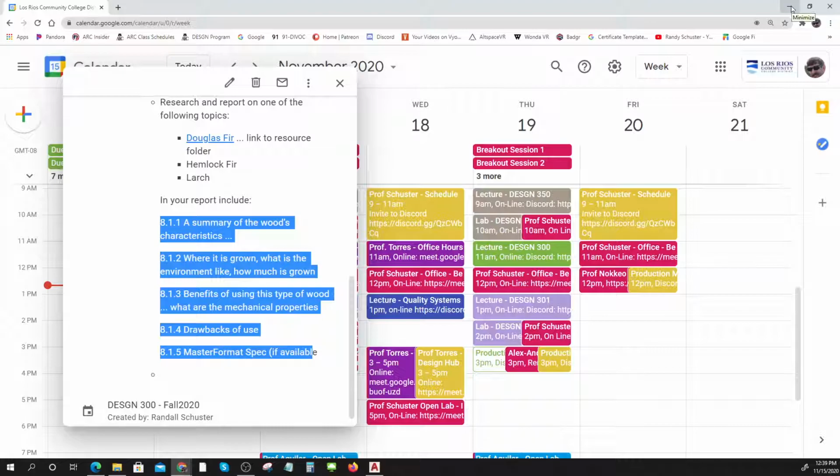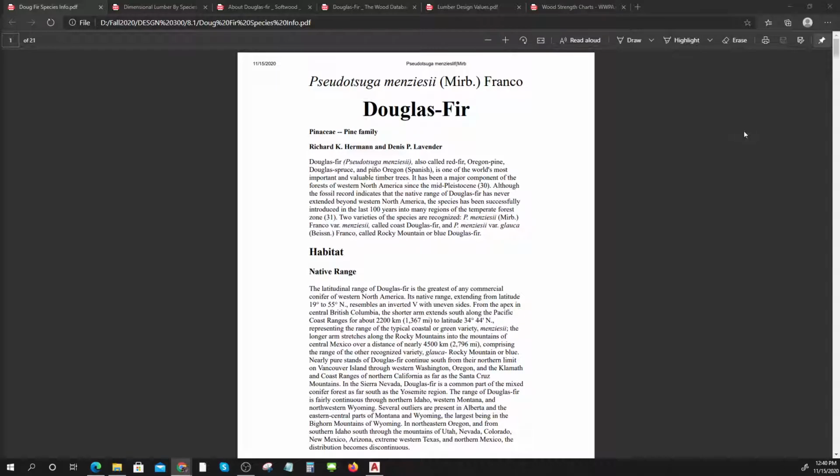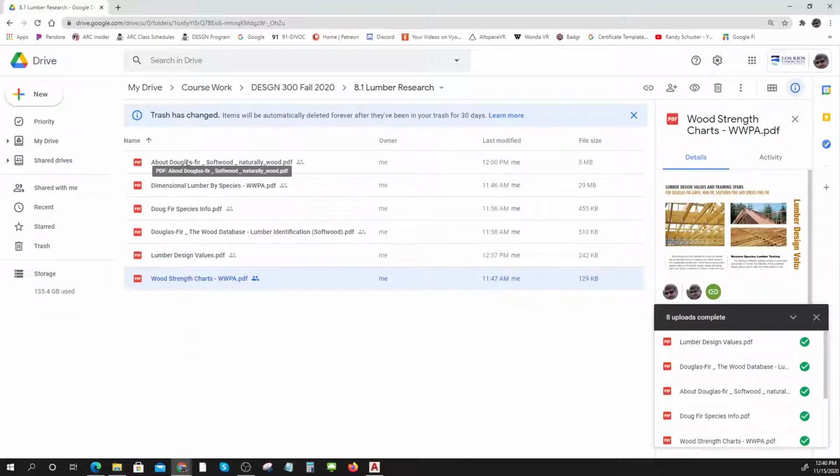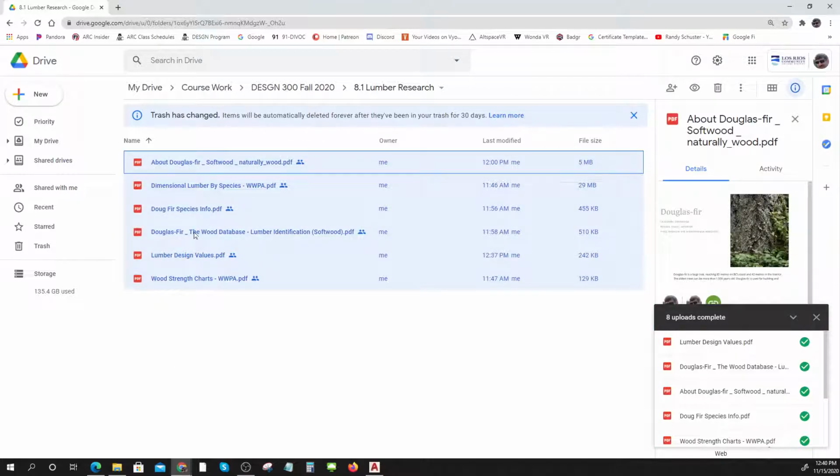And I'm going to show you some resources, and you can read all about it. There's a lot of reading, and you can take your notes like I showed you on 6.1 and put your notes to the side and then color and highlight them. If anybody needs some help with that, let me know. But I have in a folder for you, I did some research to get you some materials for Doug fir.